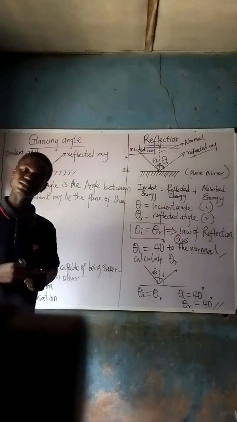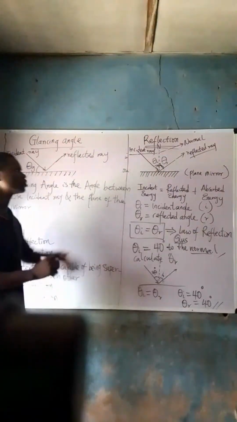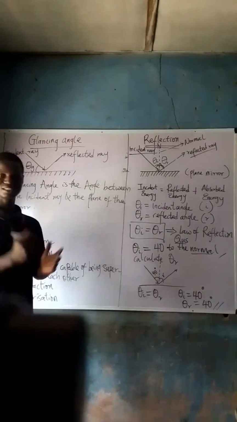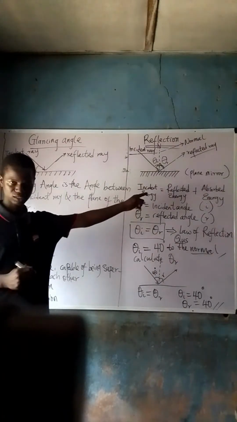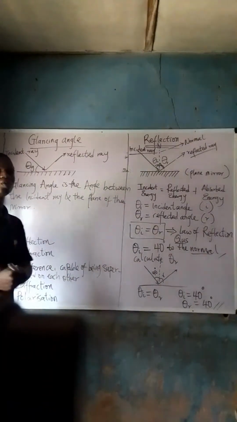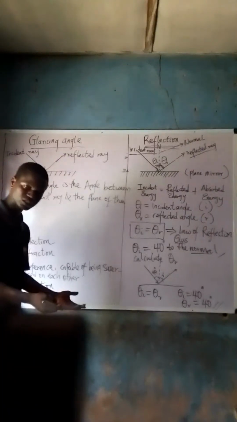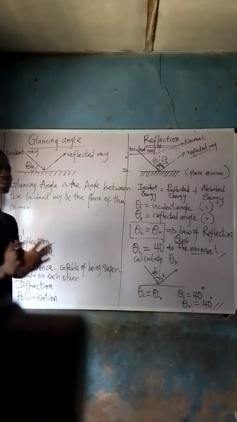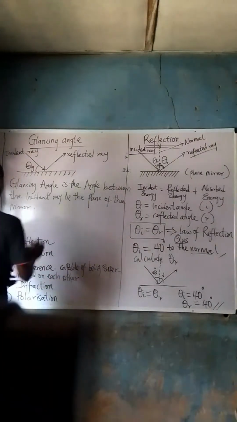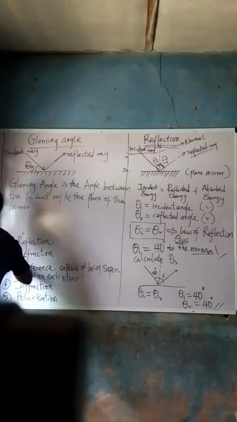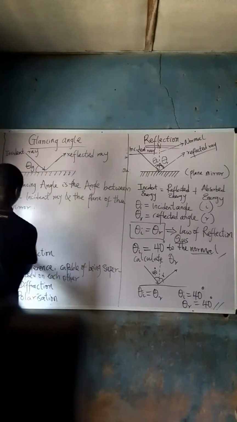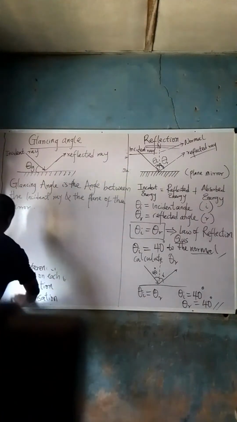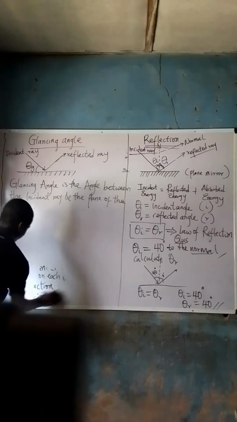Now, why is this important? It has relevance in relation to reflection. Sometimes it will be like, calculate the angle of incidence if the glancing angle is given as, let's say, 50 degrees. That's some question you have to know how to solve. So that's basically what we'll be explaining here, and we'll use that question as our starter to start the glancing angle better.